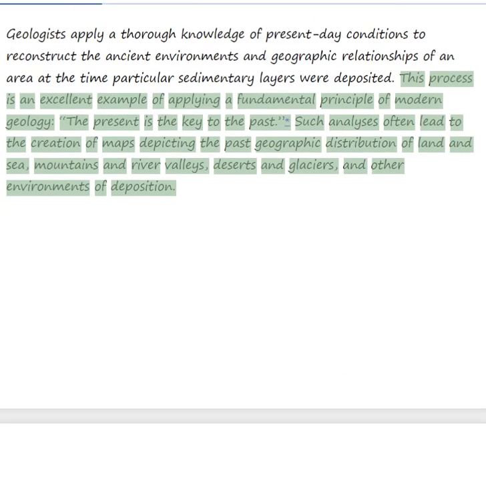This process is an excellent example of applying a fundamental principle of modern geology: the present is the key to the past. Such analyses often lead to the creation of maps depicting the past geographic distribution of land and sea, mountains and river valleys, deserts and glaciers, and other environments of deposition.